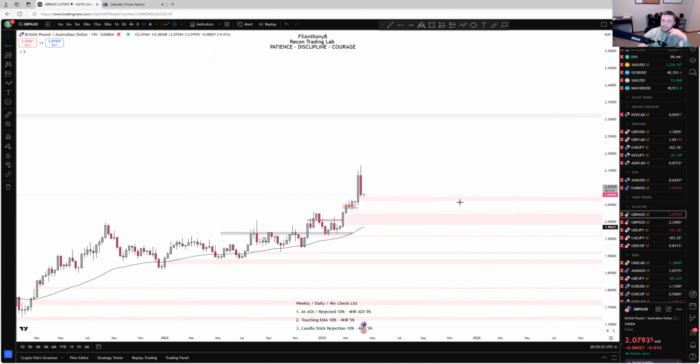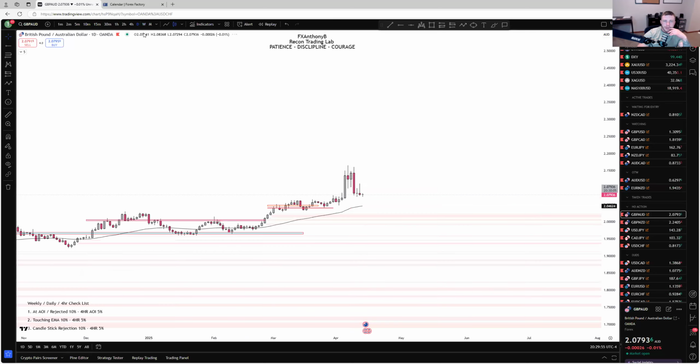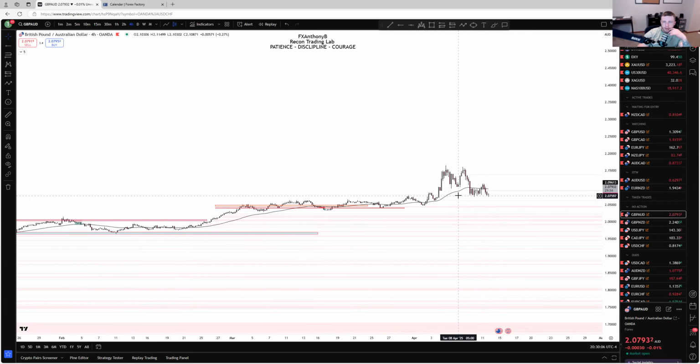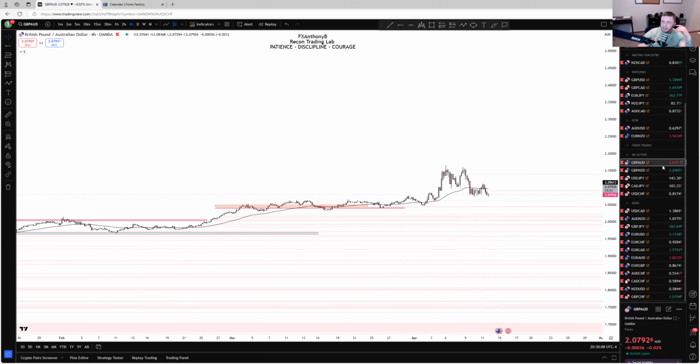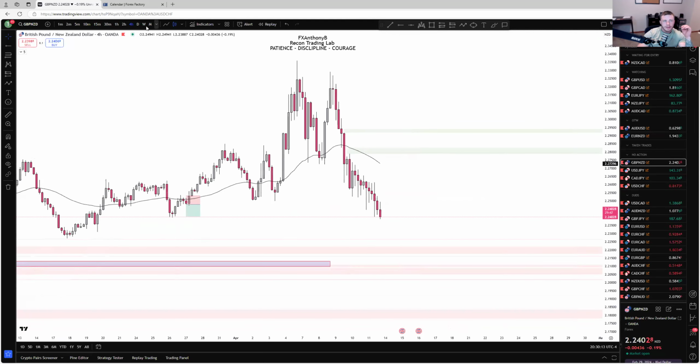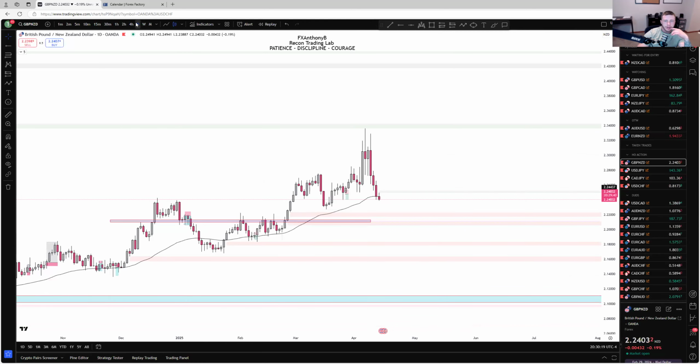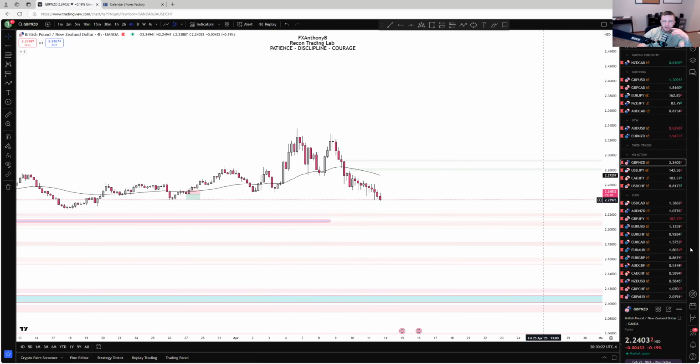Next one is GBP AUD. Weekly's ugly. Daily is bearish, higher high, higher low, which is ugly as well. No, thank you. Next one, GBP NZD. Weekly's bearish. Daily's bearish. 4 hour is bearish. I don't like it.